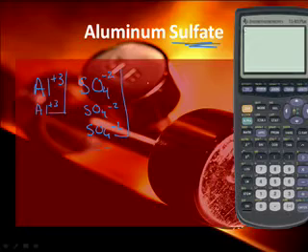Our formula is Al2 parentheses SO4 parentheses 3. Okay, so we do need to know the weights of aluminum and sulfur. I think we know oxygen already, so we're pretty good on that.